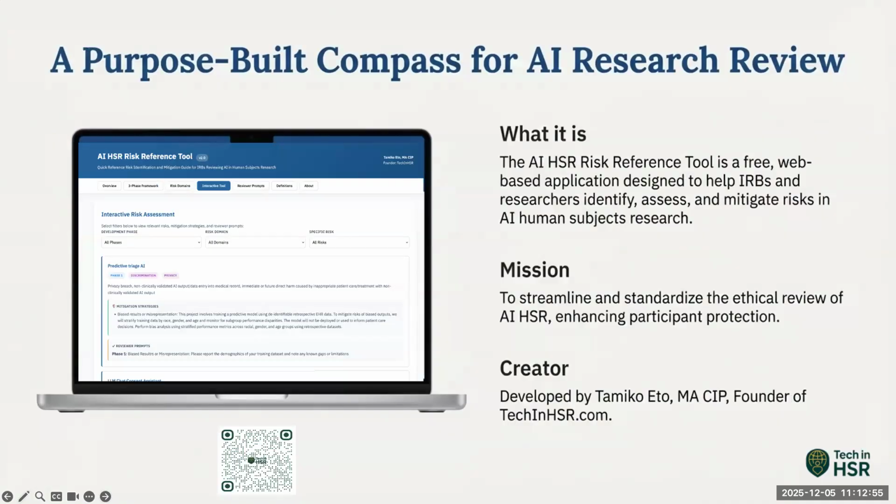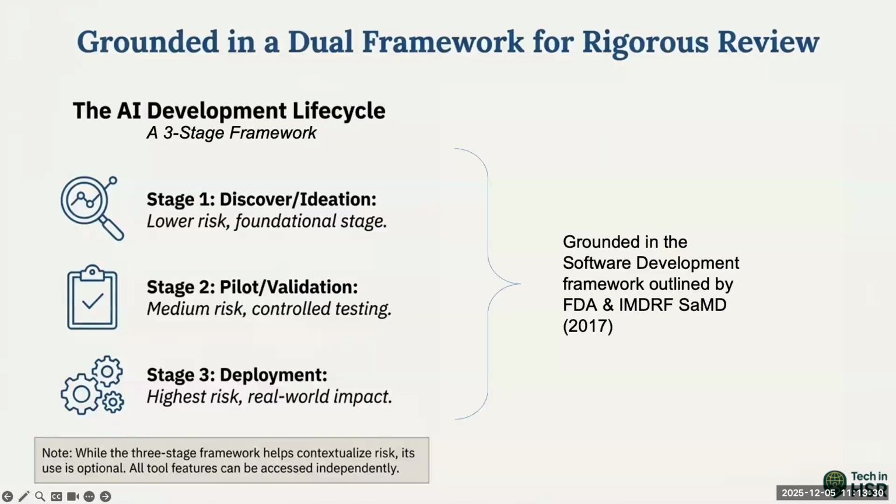It's called the AI HSR Risk Reference Tool, and it's a free web app built specifically for the research administrators and IRBs, but also for researchers and developers who are actually building these AI systems. Its entire reason for being is to help them spot, evaluate, and deal with the unique risks that come along with AI and human research. And what's novel about this is that it's designed to be practical, dynamic field guide, something that a reviewer can literally have open right next to a research proposal to actively guide their thinking.